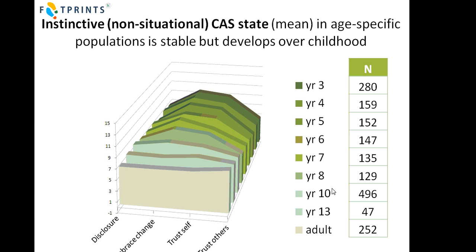So the first thing I want to show you is this chart here, quite a striking chart, and the chart is looking at instinctive CAS state data. So here we are looking at the non-situational CAS state scores of individuals, so when they are not engaged in a particular learning task, their baseline state, and we're looking at the mean CAS state scores in age-specific bands.